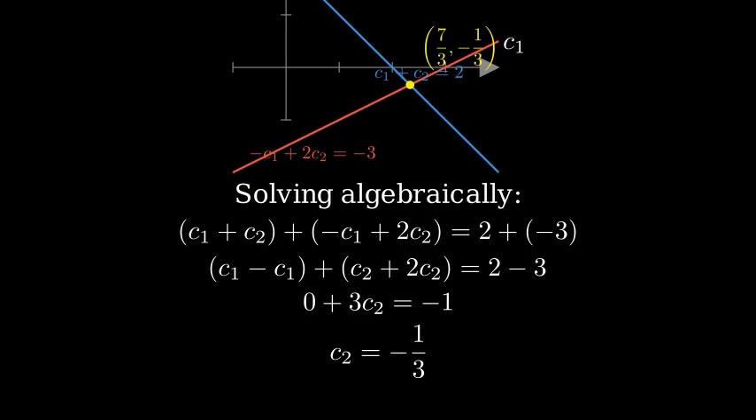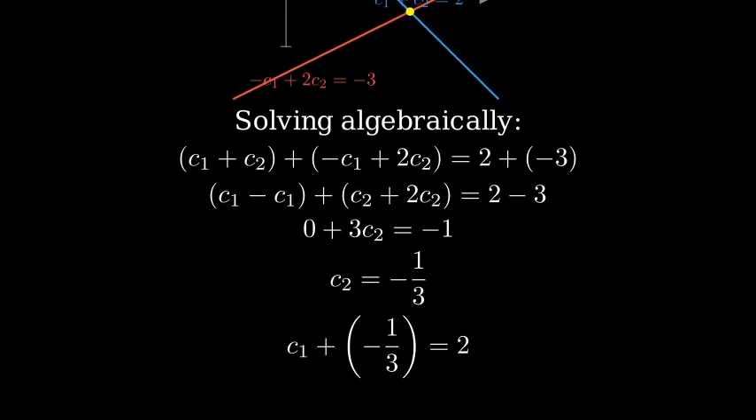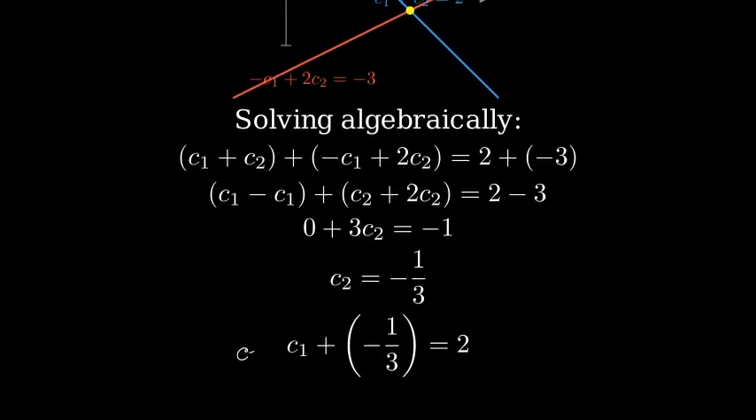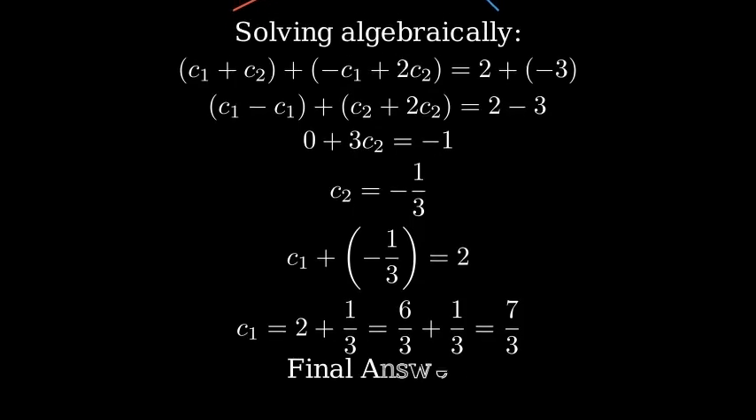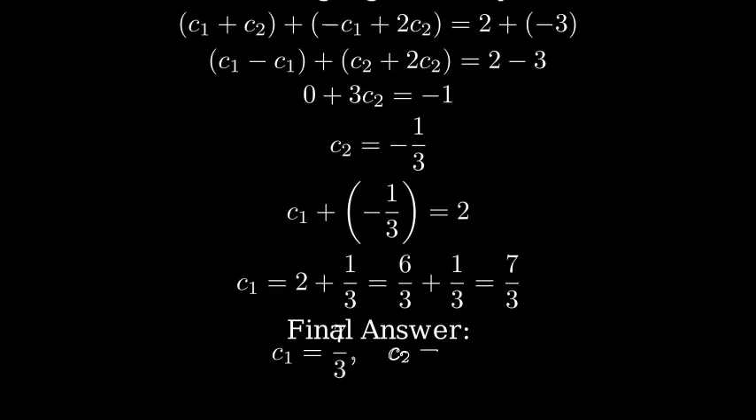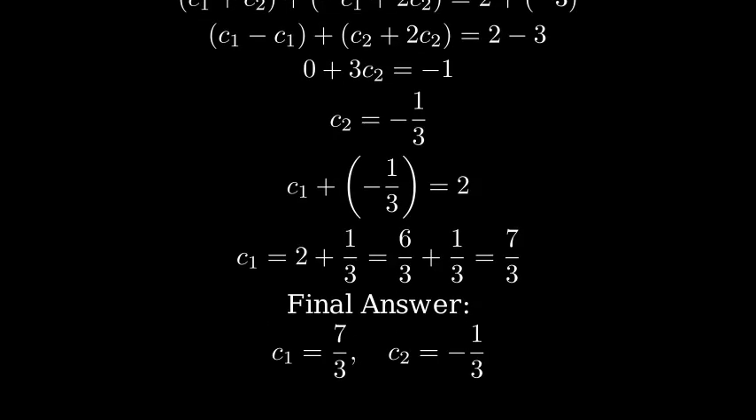Now that we know c2 equals negative 1/3, we can find c1 using our first equation. c1 plus negative 1/3 equals 2. Solving for c1, c1 equals 2 plus 1/3, which equals 7/3. Therefore, our final values are c1 equals 7/3 and c2 equals negative 1/3.